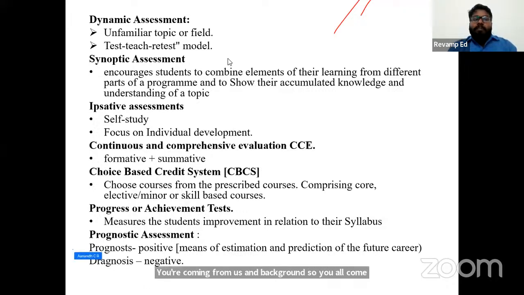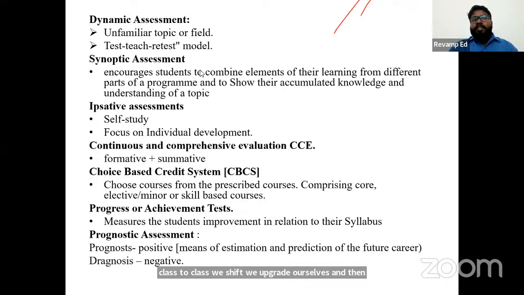So this dynamic assessment is specifically for an unfamiliar topic or field. Here repetitive teaching and testing happen, again and again. This is what we do in 11th or 12th standard, when we take new subjects from class to class, we upgrade ourselves, and then we keep on reading.